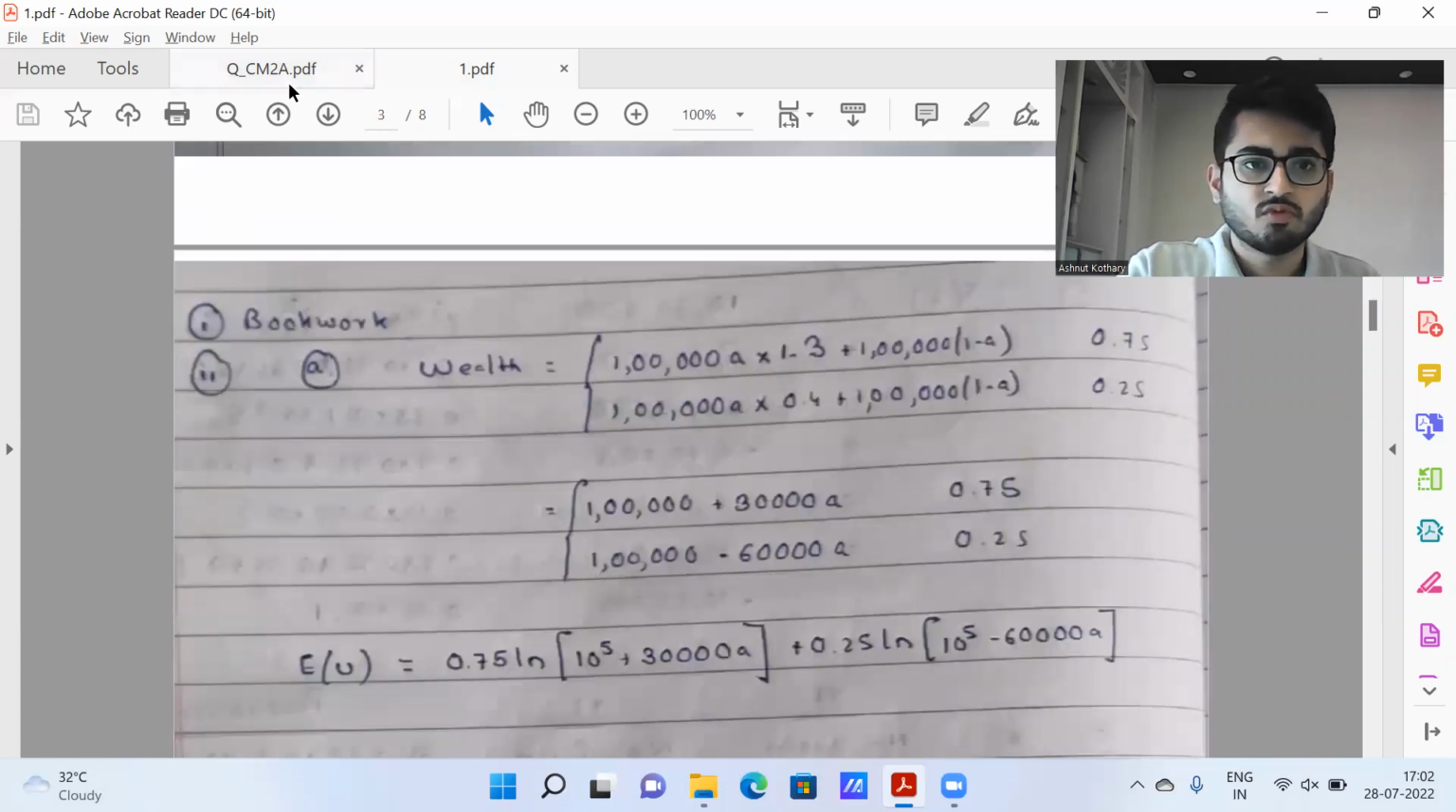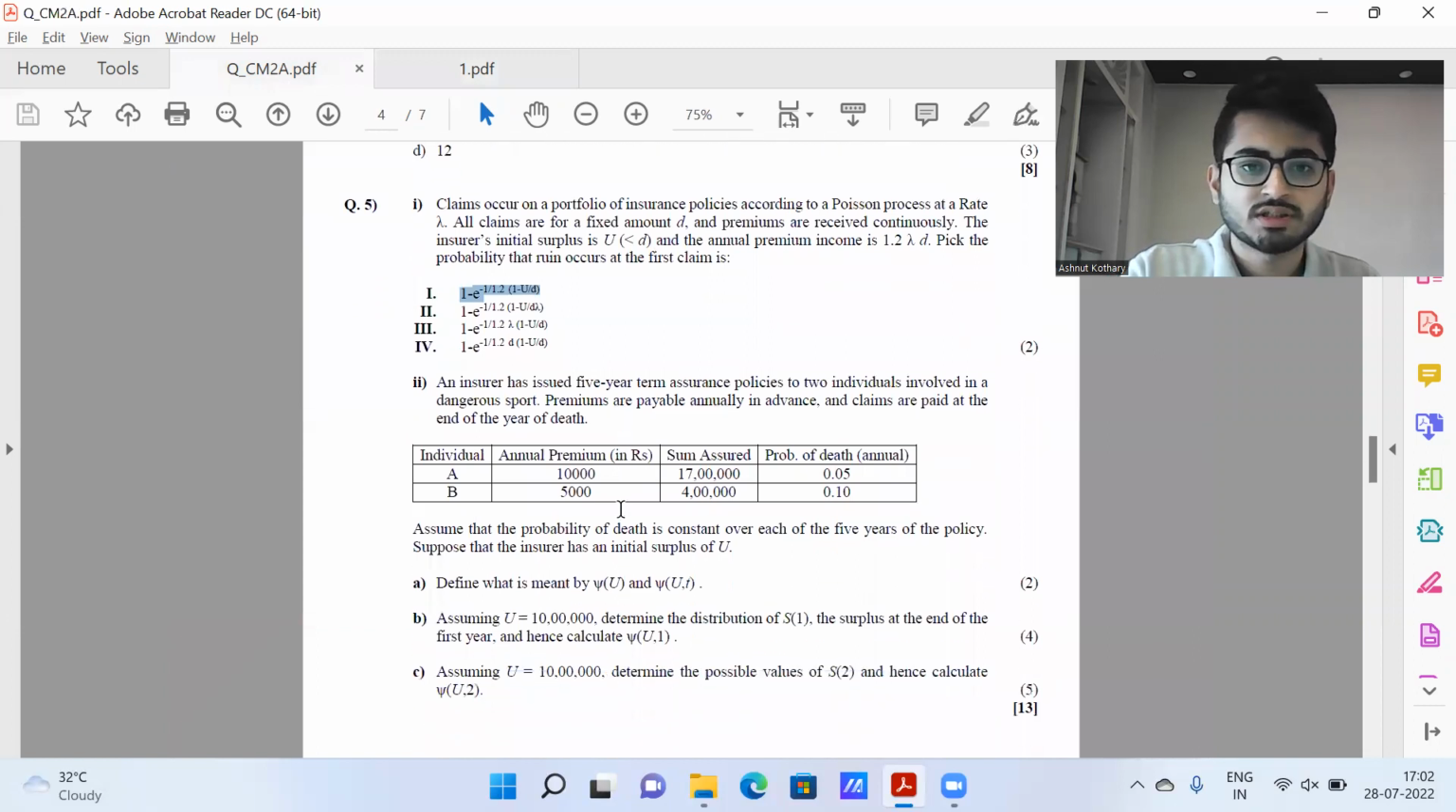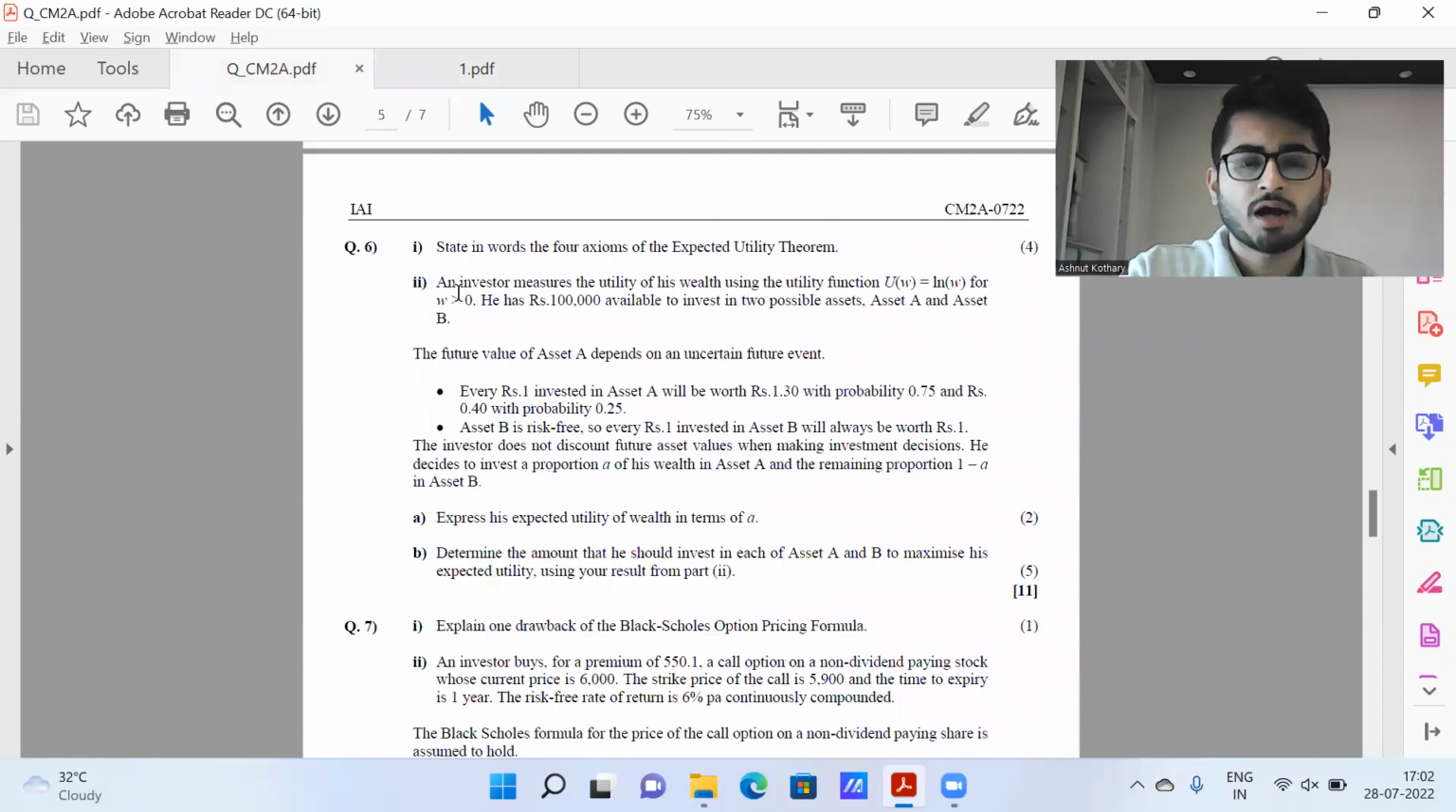So this was it. Then moving forward to question number 6. Part 1, state in words the four axioms of the expected utility theorem. Straight direct bookwork. This time I'll say the paper was extremely scoring because such direct questions have been asked. Students who had spent some time remembering these assumptions or axioms should have been in a position to write this down properly in very little time, and this should fetch high marks.